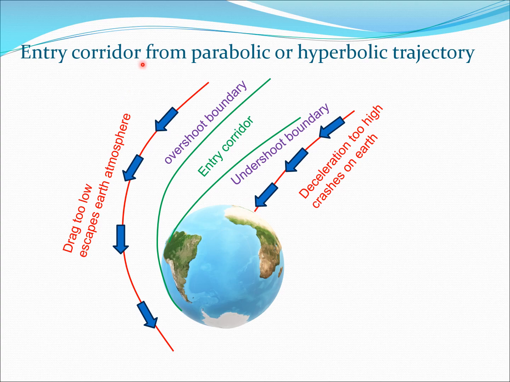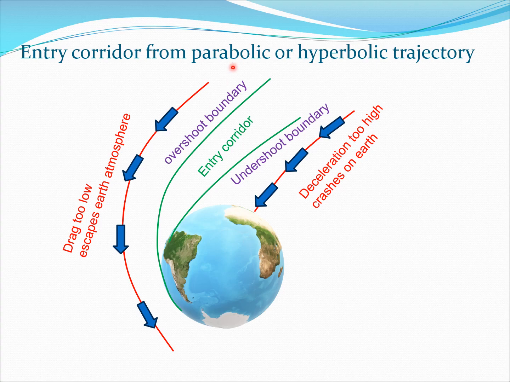So in many cases you may enter the earth through the parabolic or hyperbolic trajectory, and in this case two kinds of situations can happen. One of them is shown in this path here. What can happen here is that the deceleration rate is too high, and so you simply crash into the earth. This is not something you want, because you will be exposed to all those high G problems, high temperature problems, and so on.